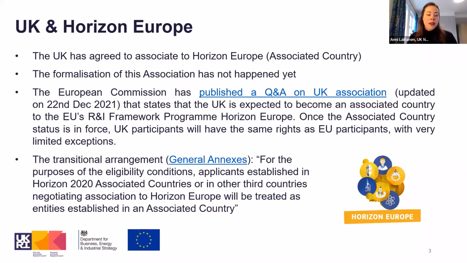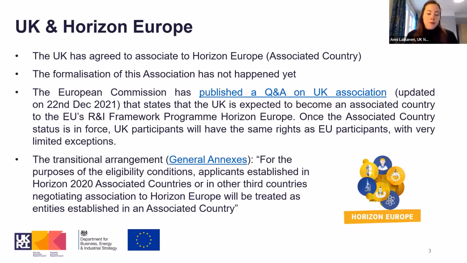In December 2021, the European Commission did update their Q&A regarding the UK situation, and that Q&A states that the UK is expected to become an associated country to Horizon Europe, and through that, UK entities will have virtually equivalent participation rights to those from EU member states. That, for example, includes taking part as coordinators.